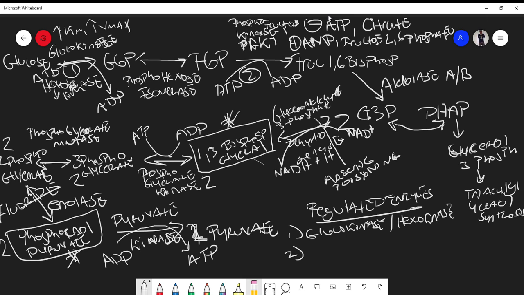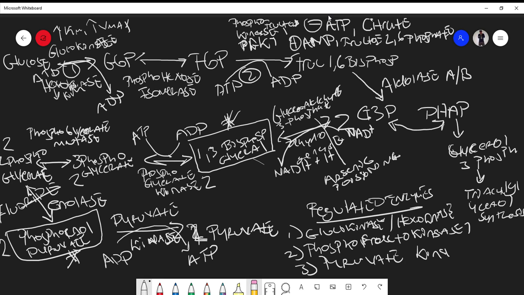So the next regulated enzyme would be phosphofructokinase 1. The third and the last one would be pyruvate kinase, because it's catalyzing an irreversible reaction. So this would be pyruvate kinase. All right. And ladies and gentlemen, we've just gone through the process of glycolysis.